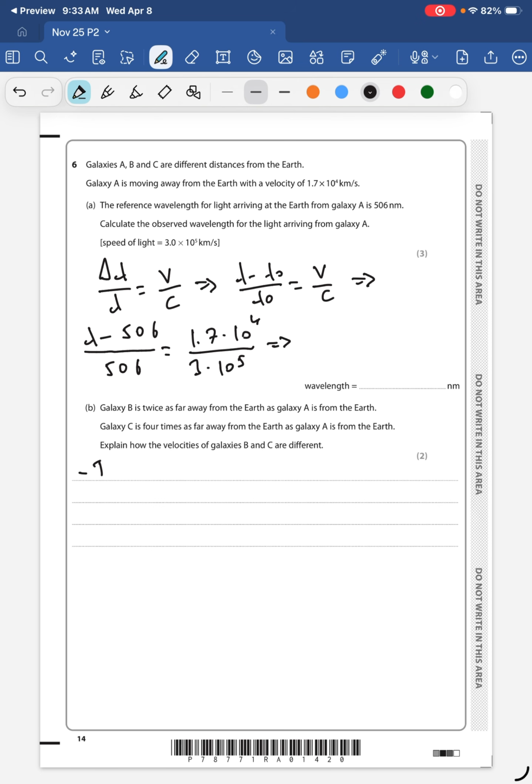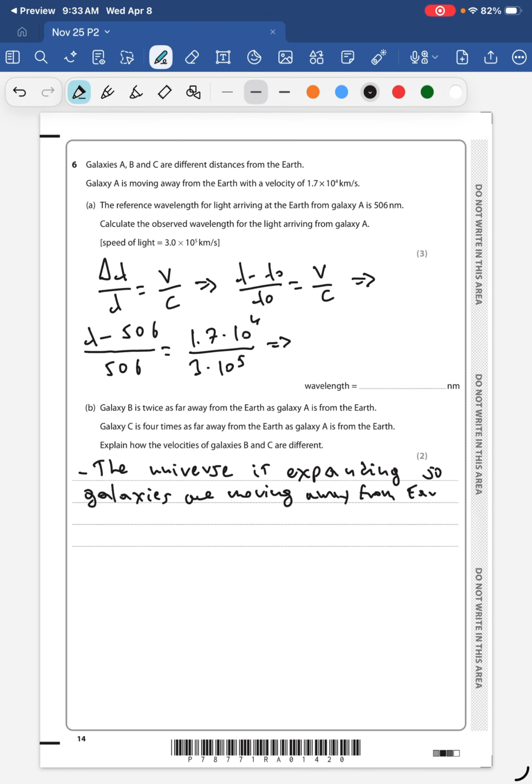So the universe is expanding. So galaxies are moving away from Earth. Okay. Recession speed, okay, increases with distance.